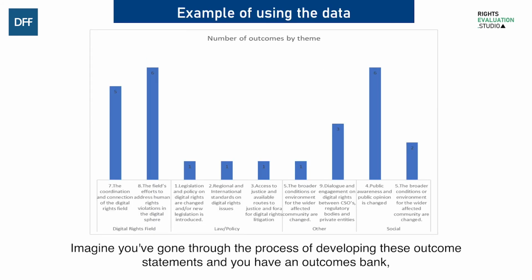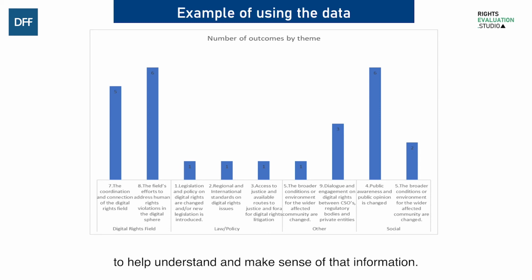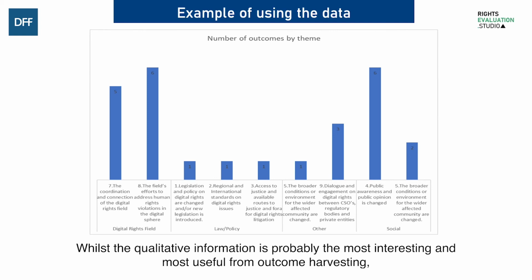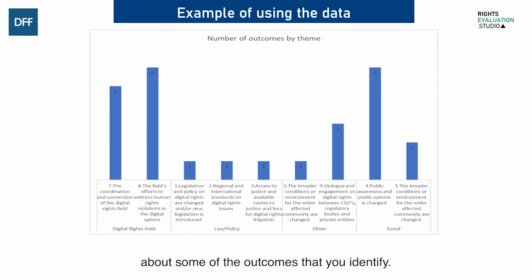So imagine you've gone through the process of developing these outcome statements and you have an outcomes bank. What you can start to do is start to visualize some of this information and categorize it into different topics and themes to help understand and make sense of that information. Whilst the qualitative information is probably the most interesting and most useful from outcome harvesting, looking at it in this way can start to help you just make sense and start to help prompt some reflection and discussion on some of the outcomes that you've identified.